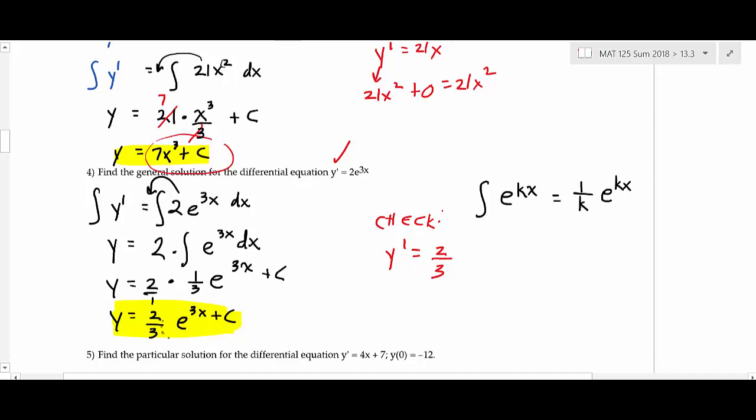When you do the derivative of e to the 3x, it's e to the 3x times the derivative of the exponent, which is 3. The derivative of c is 0, so that crosses out. We're left with y prime equal to 2e to the 3x. That's what the problem was, see. Okay? All right, everybody okay?